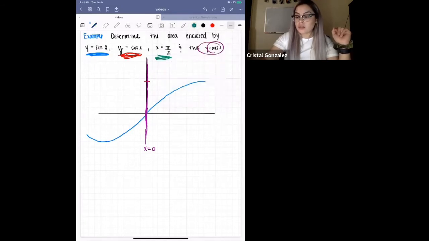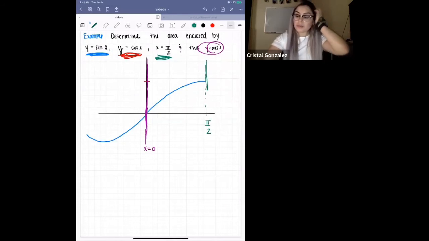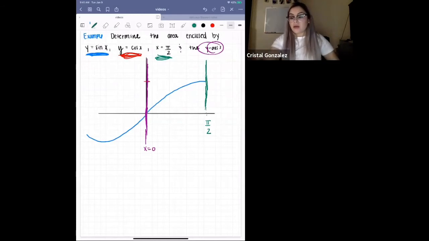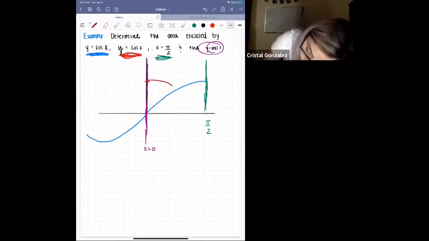And so this one will stop right here at pi over 2. And so pi over 2 is right over here. And so we're bounded by that. Now our job is to also graph our cosine function, which we'll do in red. And that starts at 1 and then goes off this way.